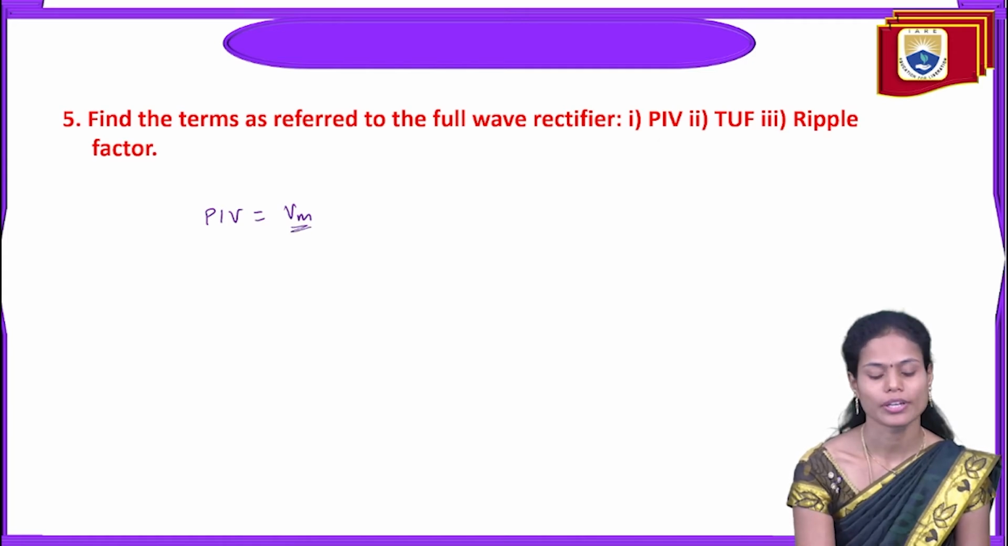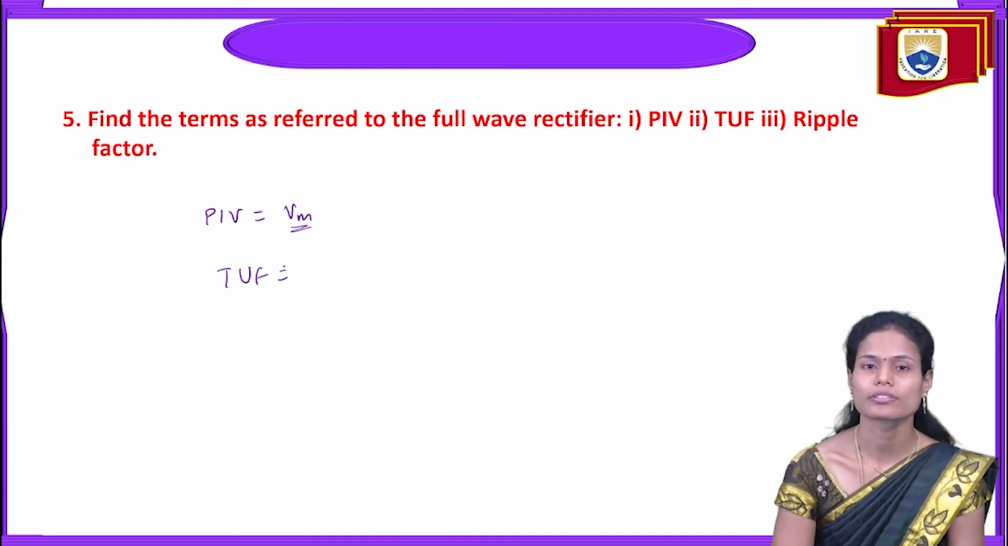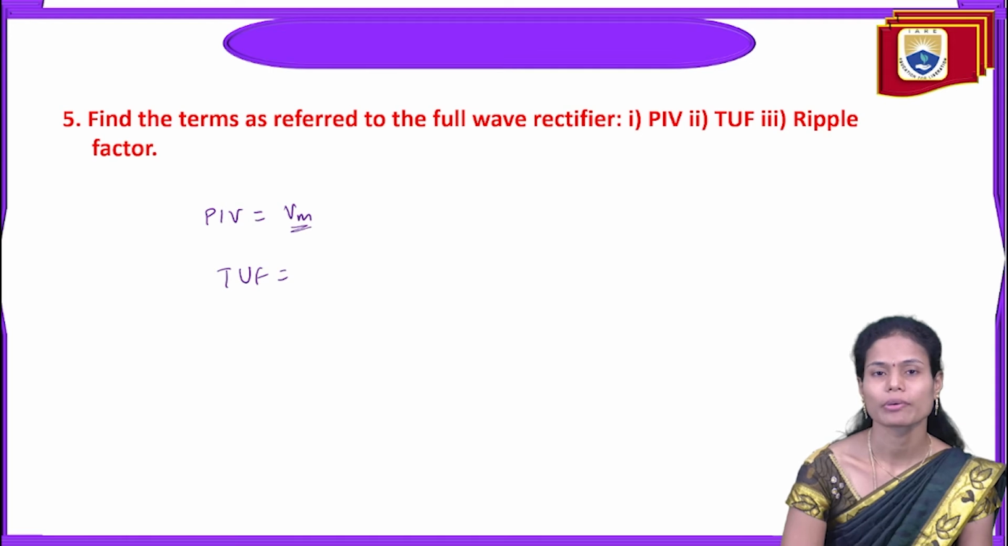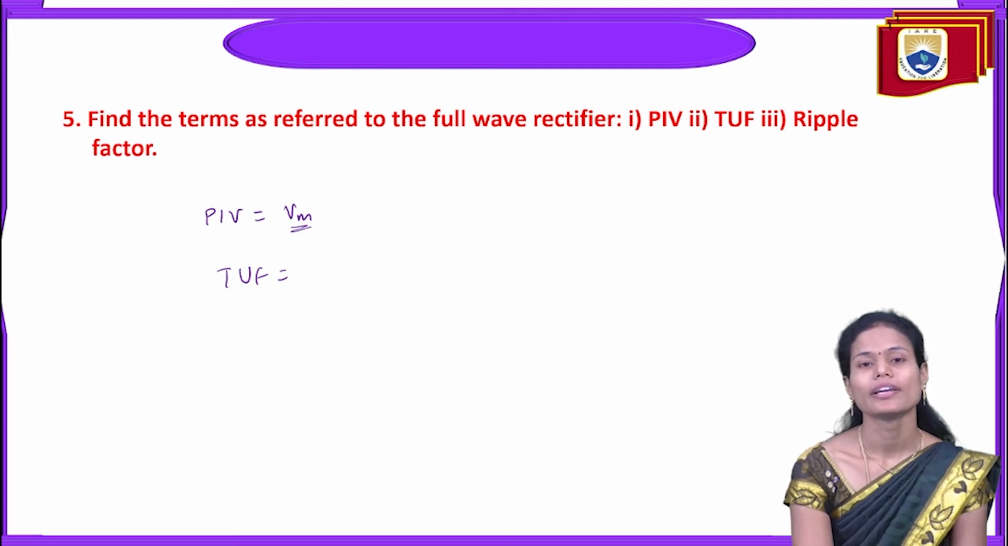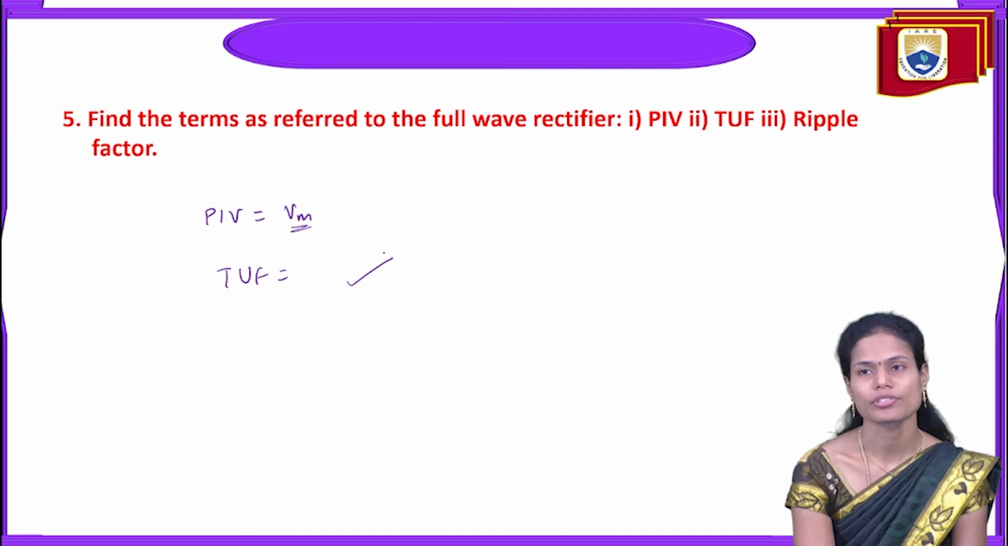that is the peak inverse voltage of the diode, and also we have to calculate the transformer utilization factor, that depends upon how efficiently we are utilizing the transformer for converting the AC into DC form. So to calculate this we have to take the AC rating of the transformer as well as the AC power and DC power of the transformer. Then we need to find this transformer utilization factor.